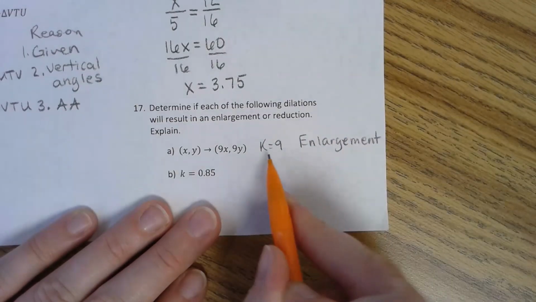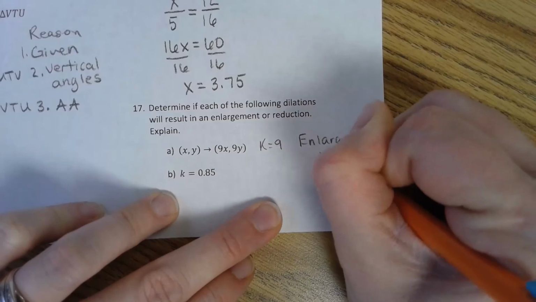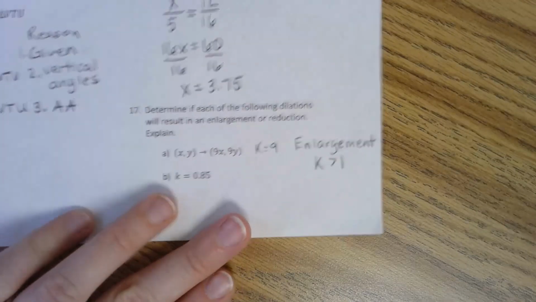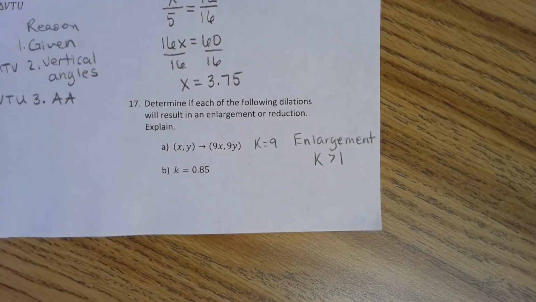and that is because this k value is greater than 1. We can't just say that it's a big number. It's because it's greater than 1 that causes it to enlarge the figure.